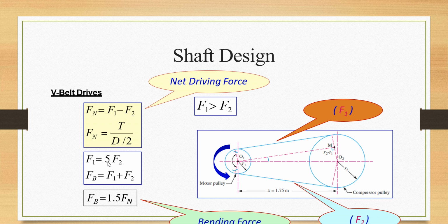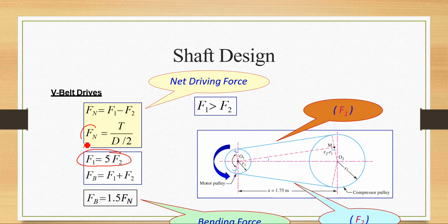In case of V belts, the third element, we have two pulleys again, but in V belts, the slack side force is not equal to 0, it's less than the tight side force. Generally, the slack side force is almost one fifth of the tight side force. So F1 is the tight side force, F2 is the slack side force.